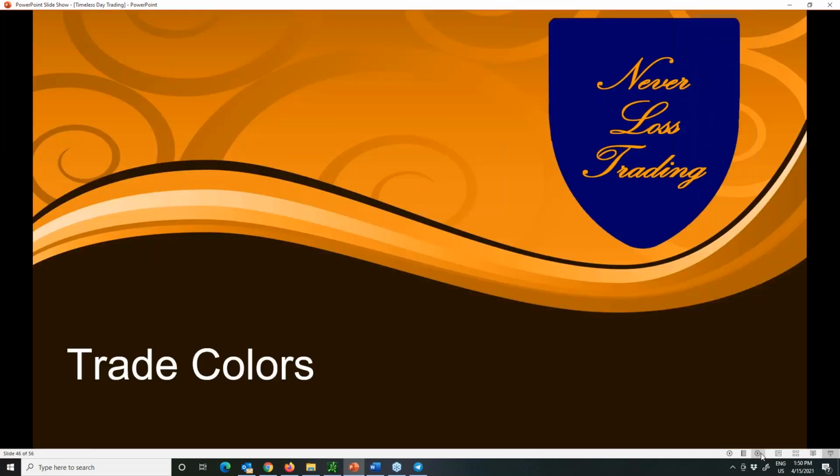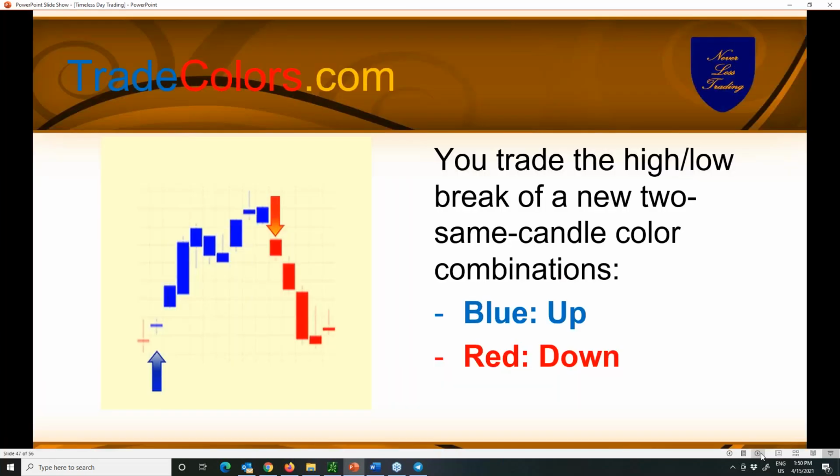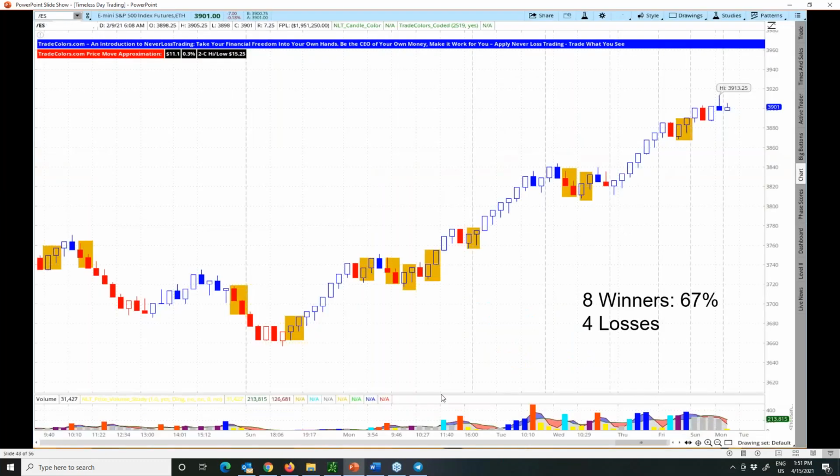And if you are trading on a smaller budget, so that the $6,500 that I proposed prior is not for you, I have something here for you that's called trade colors. We trade when 2 of the same candle colors occur and the high of the blue one is taken out or the low of a red one. Counting colors 1, 2, 3, trading is now easy for me. So that's the background of that.